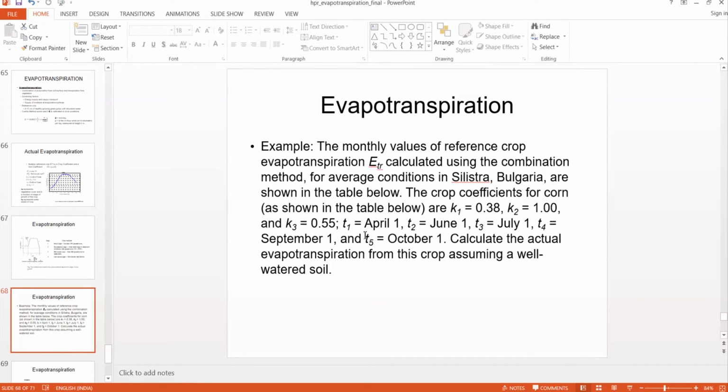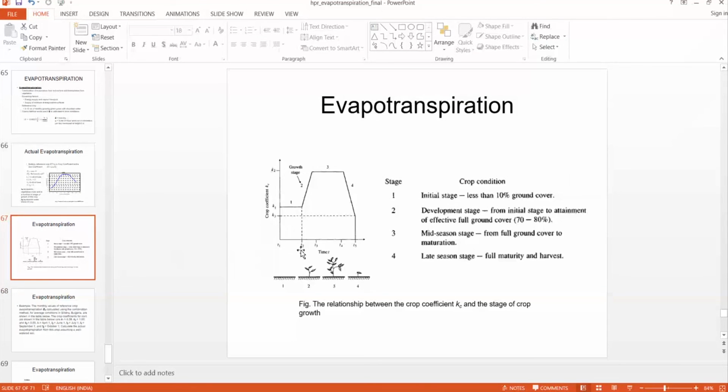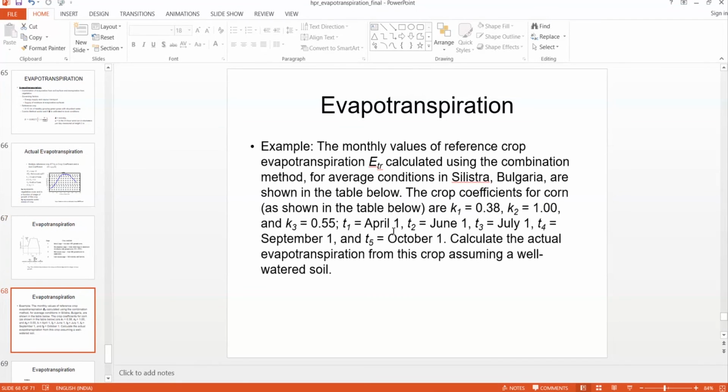Okay. So at T1 is equal April 1, T2 is equal June 1, T3 is equal July 1, T4 is equal September 1, T5 is equal October 1. So you see here T1, T2, T3, T4, T5. T1 is the initial time, T5 is the harvesting time. So now we can correlate the Kc values with respect to this T1, T2 up to T5 as given in this question.